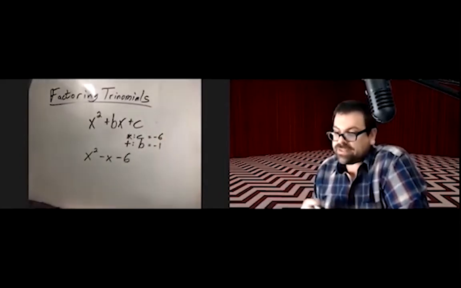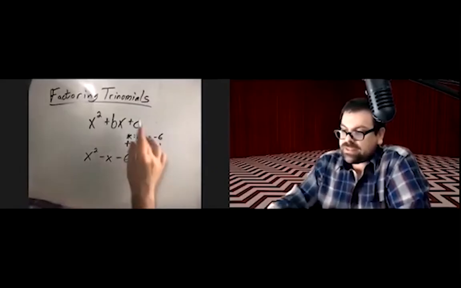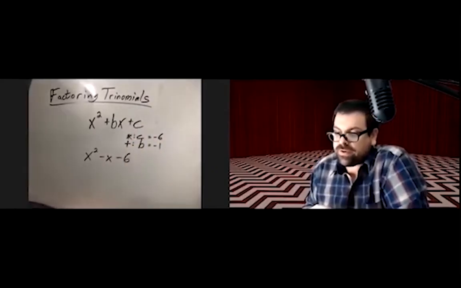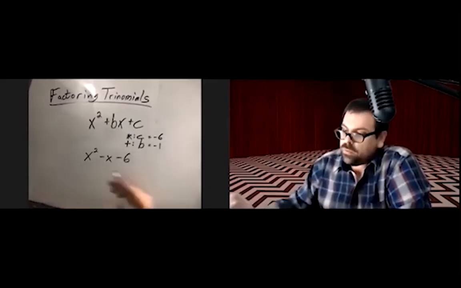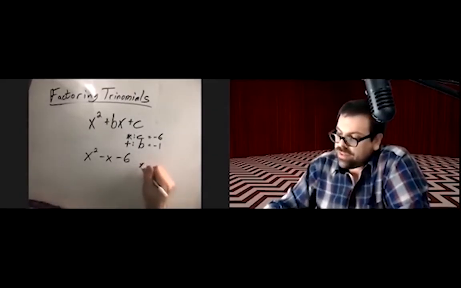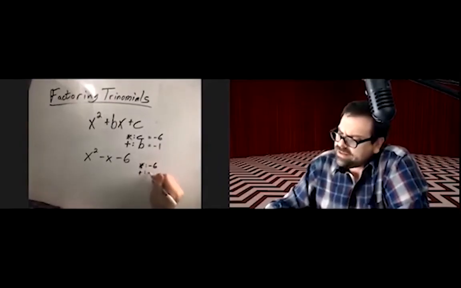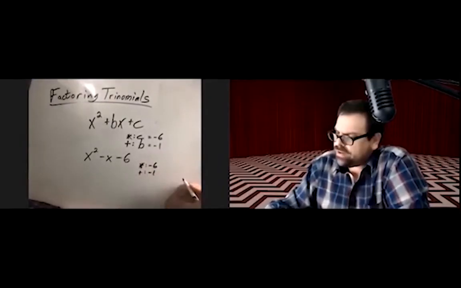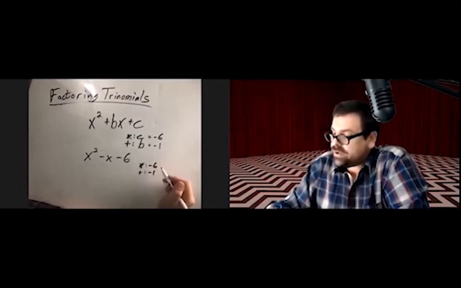B, the coefficient of x, would be negative 1. C, the constant, is negative 6. We would want to find two numbers that multiply to give us negative 6 and add to give negative 1. So what are the different factors of 6?